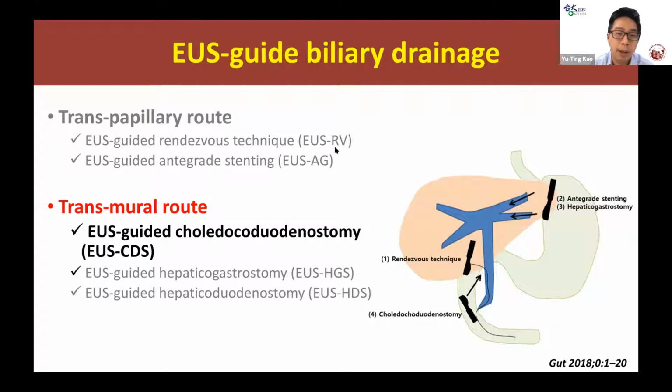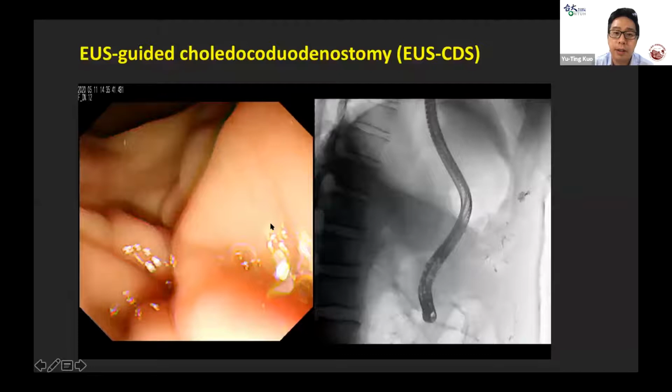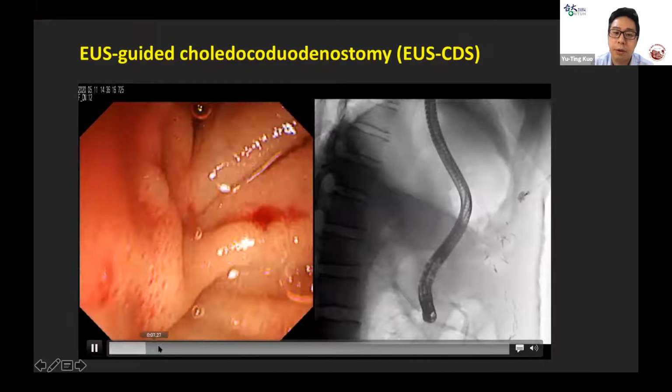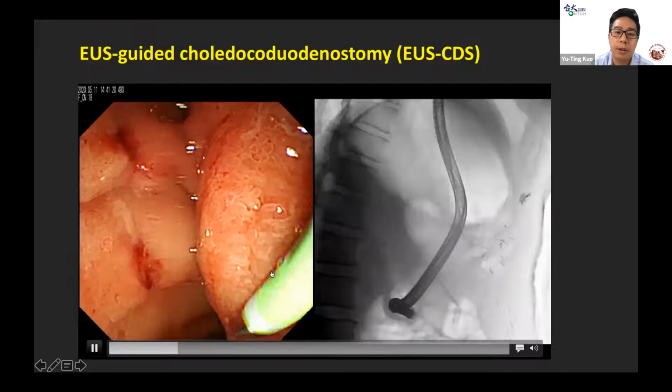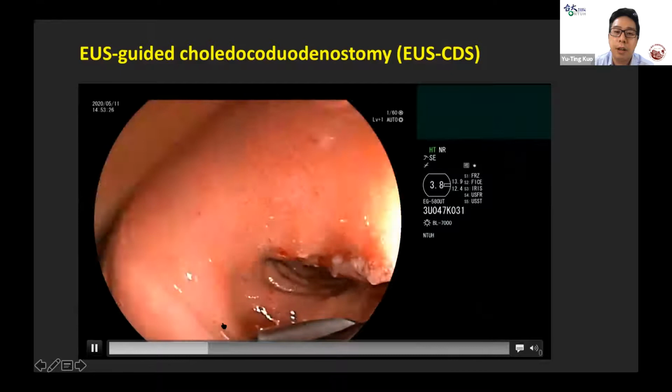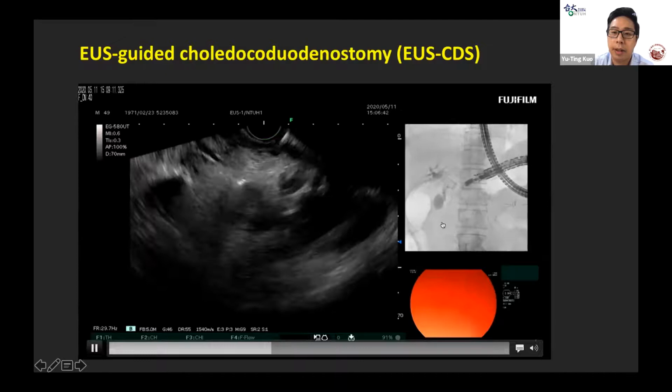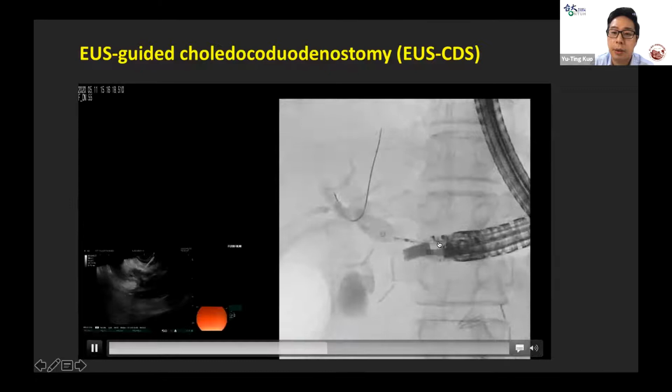Okay, another method is a transmural route called CDS. This is a post-surgery patient with a tumor and recurrence of CBD obstruction. Also, you can see a very prominent ampulla. So usually we try ERCP first and fail. If we discuss with the patient and they agree, we can perform this kind of procedure at the same time. And we inject the contrast and, the same, just press the guide wire inside.